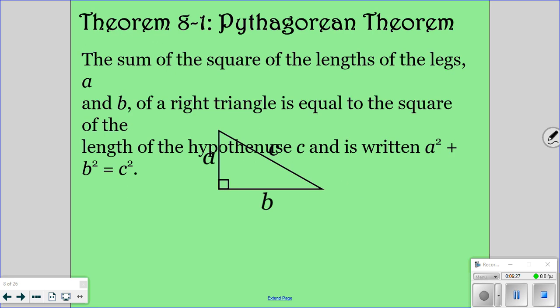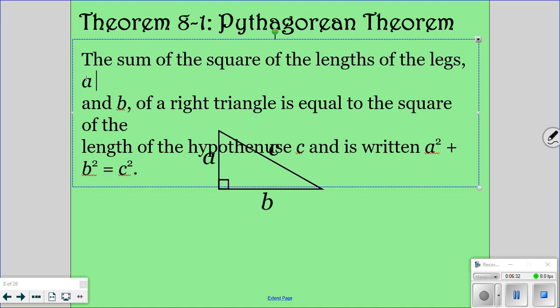Now we're going to look at the Pythagorean theorem. So you may have seen the Pythagorean theorem before.